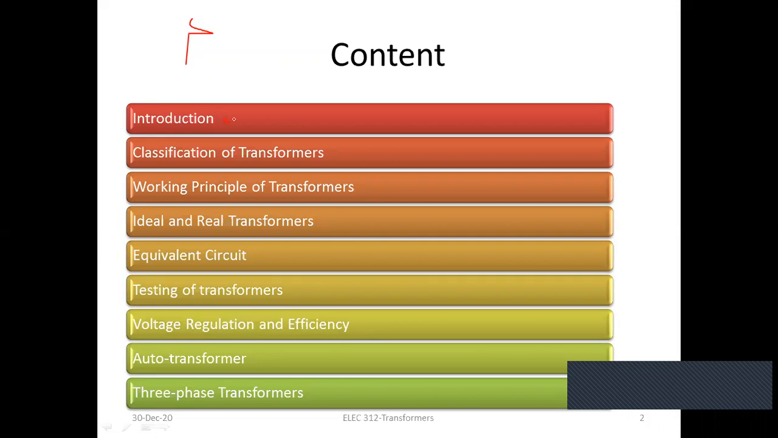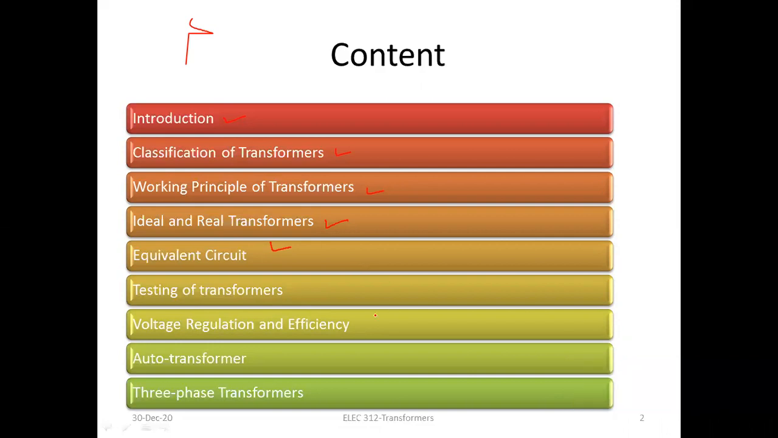First of all I will see the introduction of the transformer, then classification of the transformer, how many types of transformers are available, we will see it. Working principle of the transformer, ideal and real transformer, what are the differences between ideal and real transformer. Then we will see the equivalent circuit of the transformer. Testing of the transformer: transformers are tested to find the losses of the transformer before installing. So these things we have to study in this module.